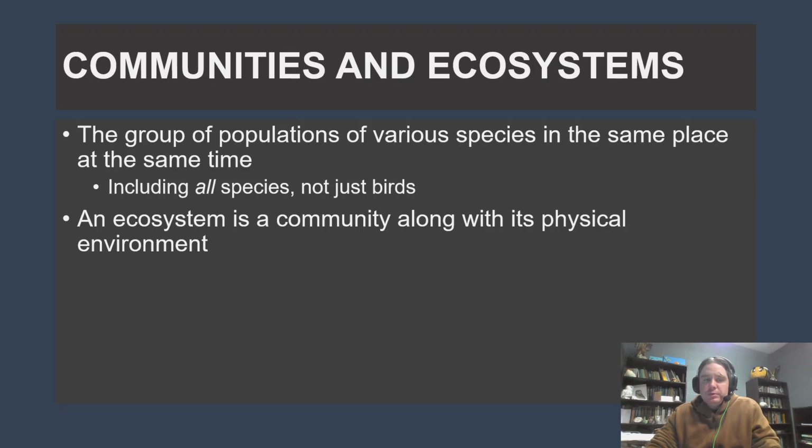A lot of times, it's sort of easy to just say community when you're talking about some specific taxa, right? But like I said, this isn't just birds. So if we want to talk about some specific group of interest like birds, we might more appropriately say a species assemblage. The assemblage of bird species in an area might be a better way to say that than the community of bird species, because the community really refers to all of the species in that area.